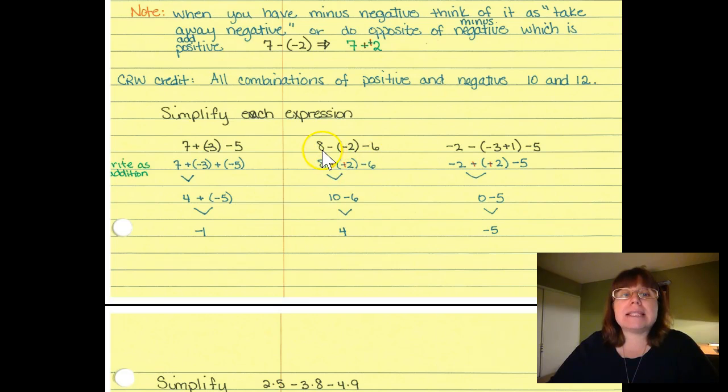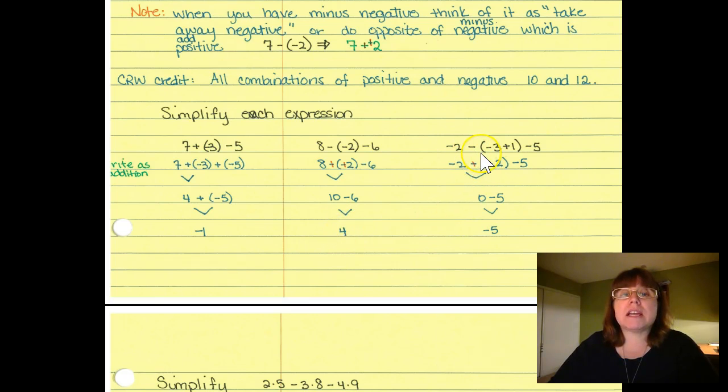Next, 8 minus a negative 2 minus 6. Well, minus a negative 2 is going to be adding the opposite of negative 2, which is positive 2. So 8 plus 2 gives us 10. 10 minus 6 gives us 4.